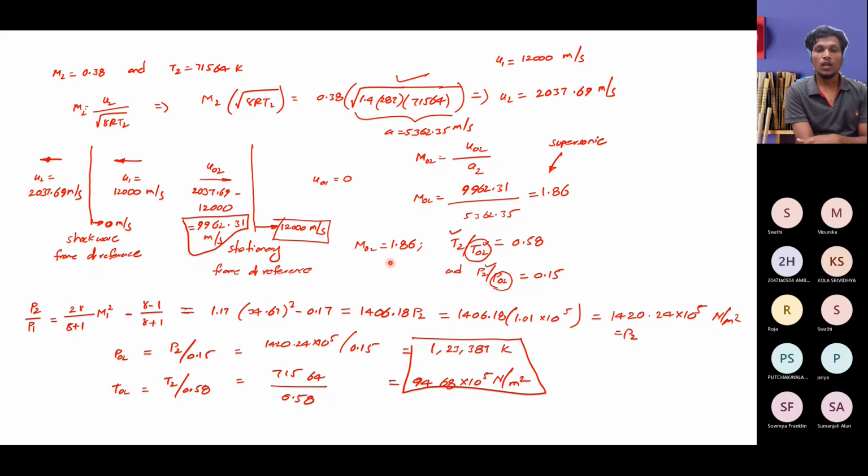Or the supersonic flow. And then we identified its P02 and T02, that is, the stagnation properties, stagnation temperature and stagnation pressure. So these are the properties we identified for this particular problem, and the solution is these values, that is, stagnation temperature and stagnation pressure. So we got this solution.